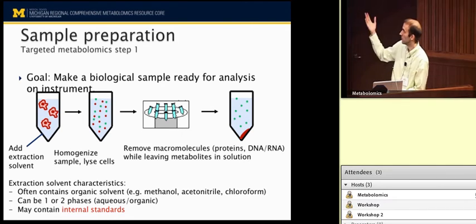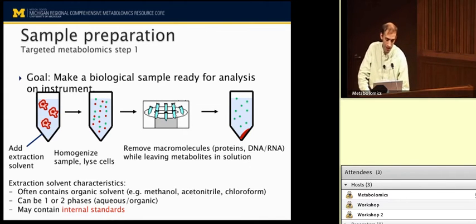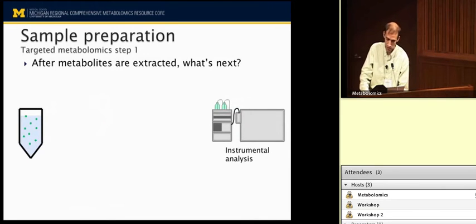There's various different extraction solvents that you can use. Generally, they're an organic solvent. They might be any number of different things. TCA, I heard someone mention that as a typical extraction solvent for metabolites used for biochemical assays. It is not as widely used for metabolomics because it's not as compatible with mass spectrometry, and it may contain internal standards. So sample preparation.